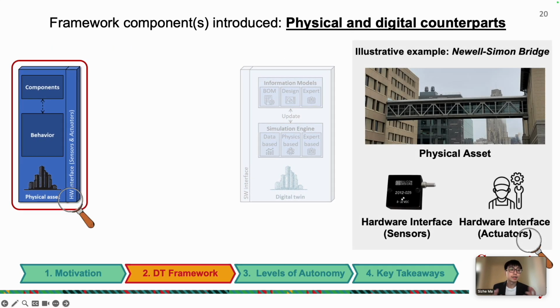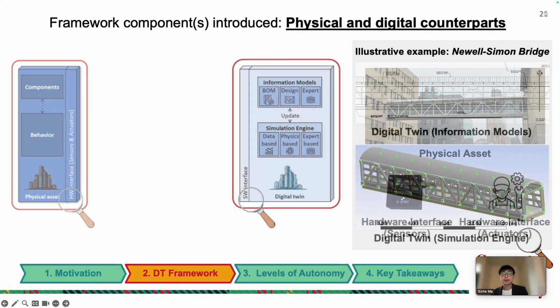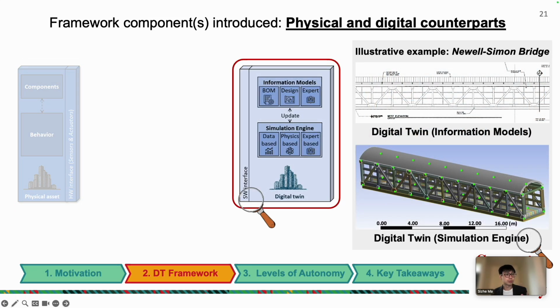And within our contextualized example, the physical asset is the bridge itself, while the sensors are accelerometers measuring vibrations, and actuators are still human, as the downstream insights generated by the digital twin are still recommendations that require human actions. And for the digital twin, the information models include CAD drawings, while the simulation engine includes a finite element analysis model of the bridge itself.